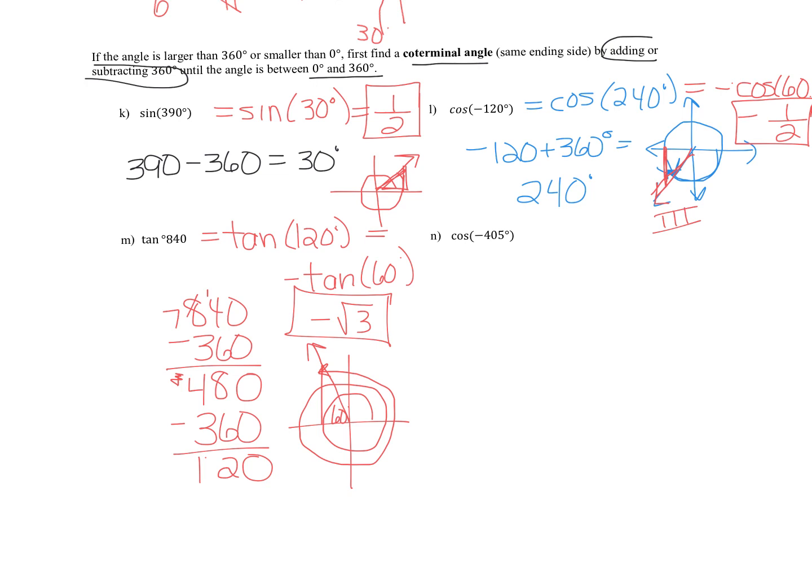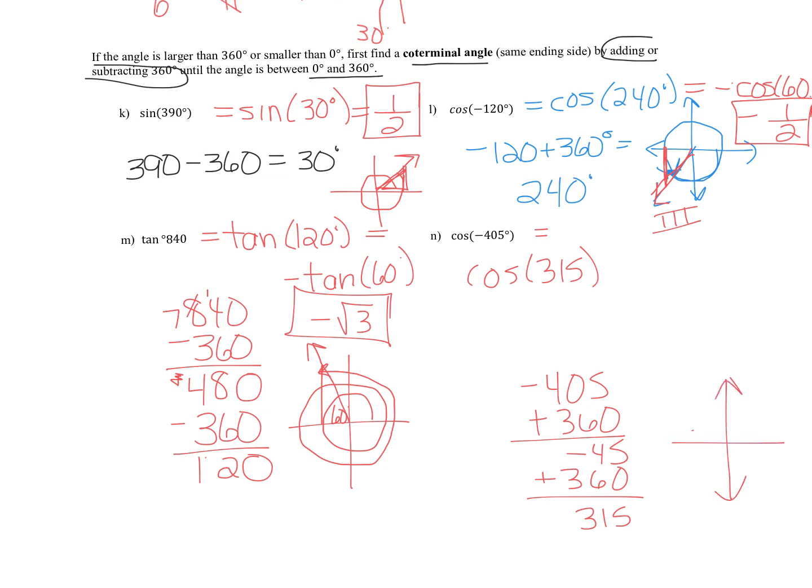Negative 405 is also backwards more than once, so I'm going to add 360, and that's going to give me negative 45, and then I'm going to add 360 again, and that is going to give me 315. So this is equal to the cosine of 315.